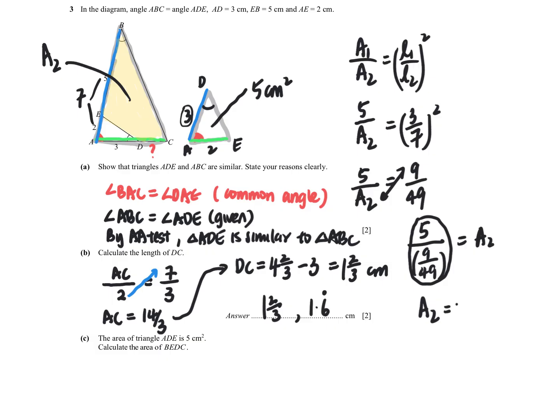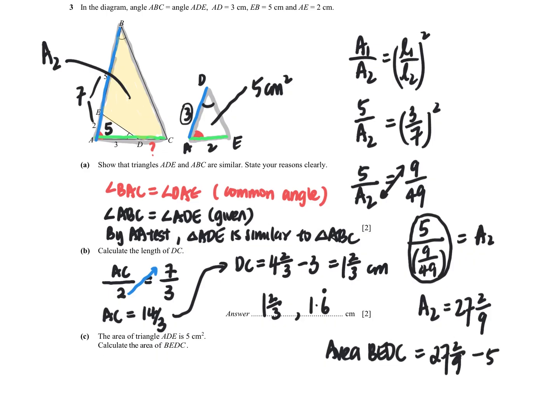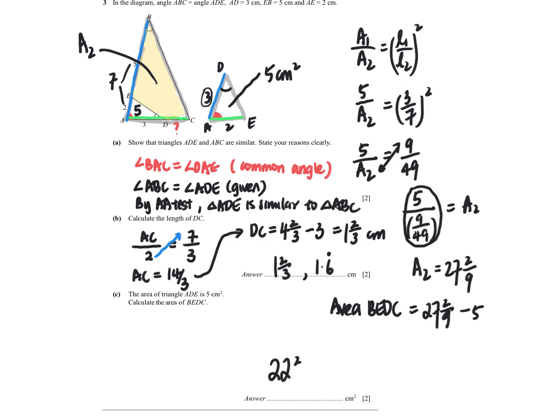20 point what? So it's 29, is it? What's the fraction? 29. Okay, so 27 over 29. So I know the whole piece already, but this tiny part is 5. So you just subtract. So to find area of BEDC, you can use 27 over 29, take away the 5. So the answer is 22 over 29 cm squared.